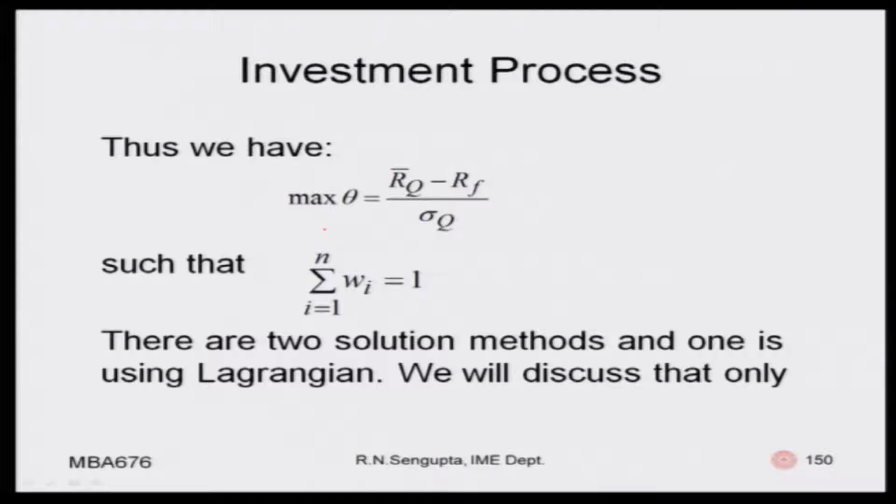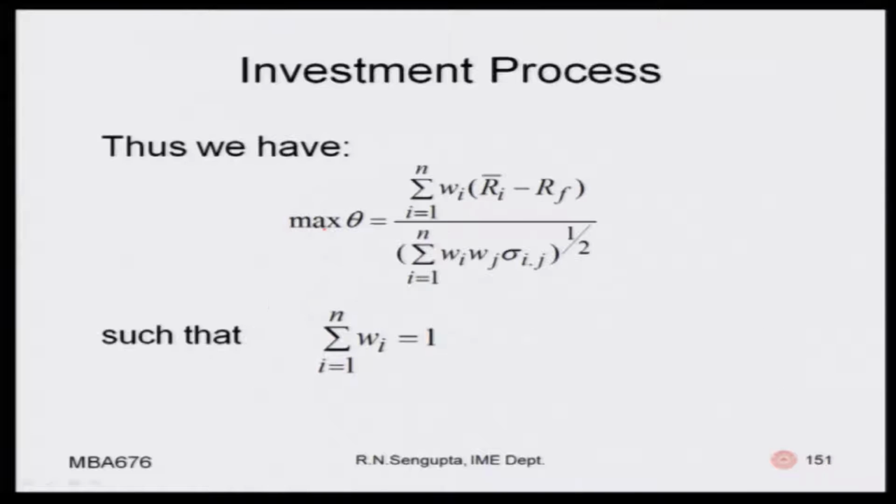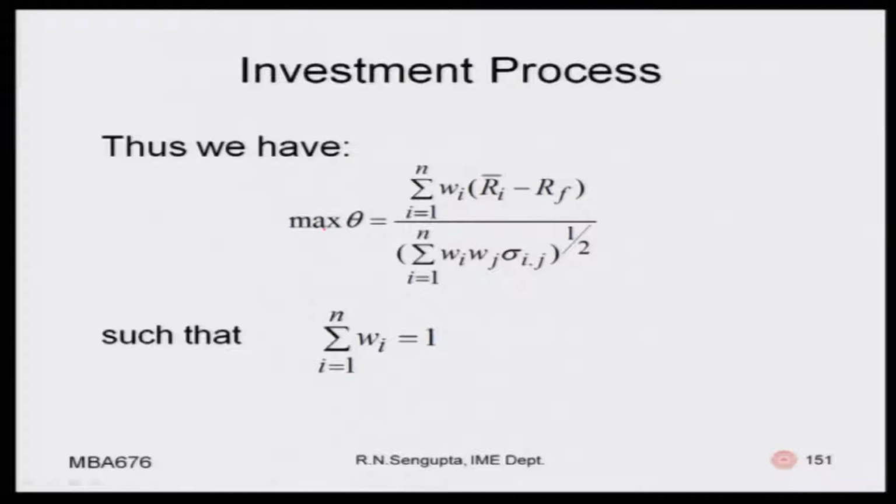One is the Lagrangian one, we will discuss that only for the time being, but as the other procedures may be a little bit more cumbersome, we will try to discuss that later on, once the fundamentals have been built up. Now, if you basically expand this equation, you will feel the numerator has basically the difference of the Ri minus Rf.